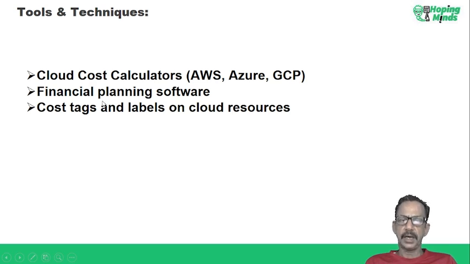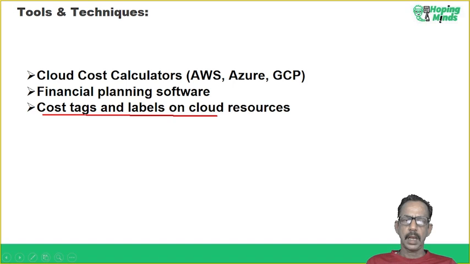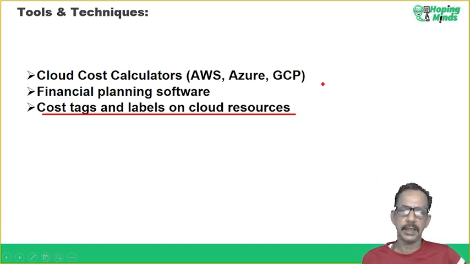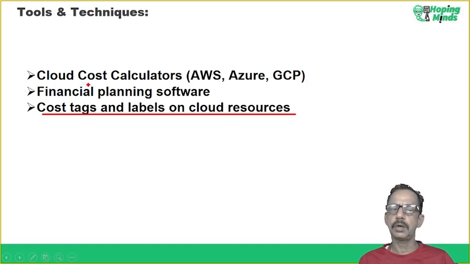Then financial planning software, cost tagging and labels on the cloud resource. Tagging will help you find out your budgeting and billing. Cost optimization hub, that I am going to show you very soon. Then you can find with the help of tagging. Okay. So the best thing is that I have a cost calculator. Before setting up any project, to take the estimate, you can use the cost calculator there.